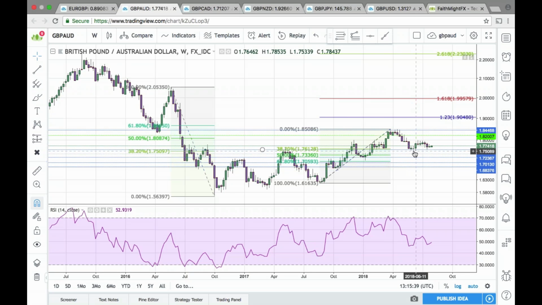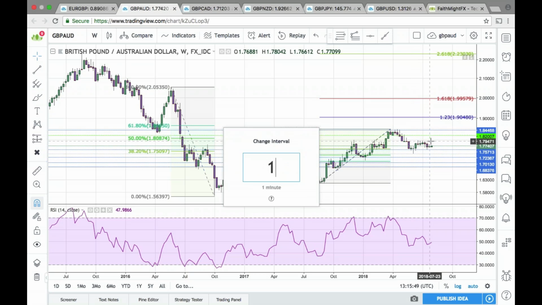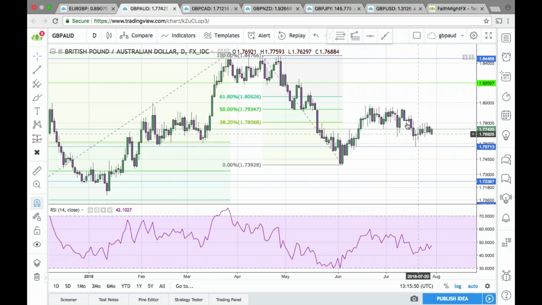Even here, we got a nice little bear trap and came right back above this kind of doji candle right at that support level. We hit this a couple of weeks ago, same support level. Now we're turning higher. This is a better look at it.